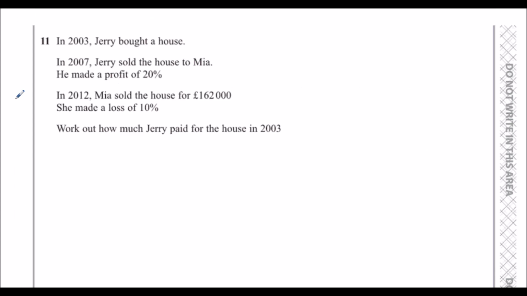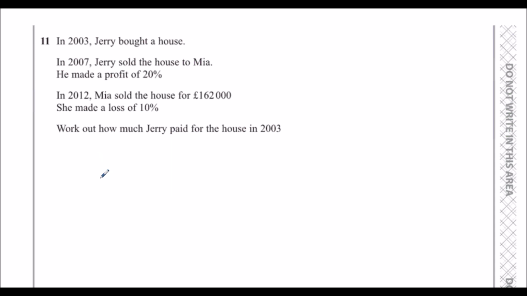Question 11. In 2003, Jerry bought a house. In 2007, he sold it to Mia and made a profit of 20%. In 2012, Mia sold the house for $162,000 and she made a loss of 10%. How much did Jerry pay for the house in 2003?